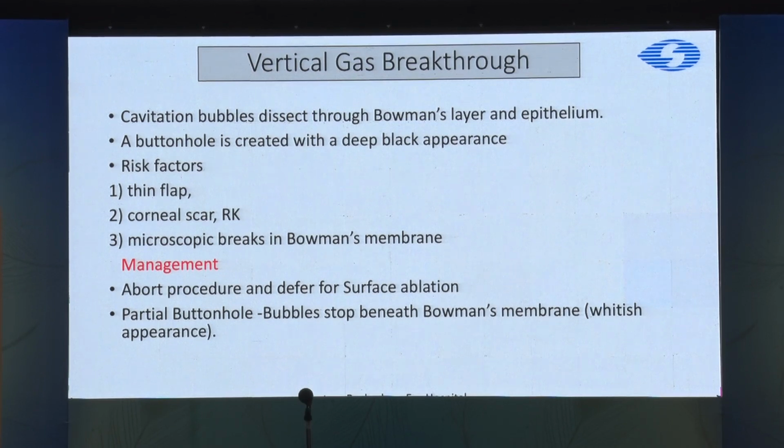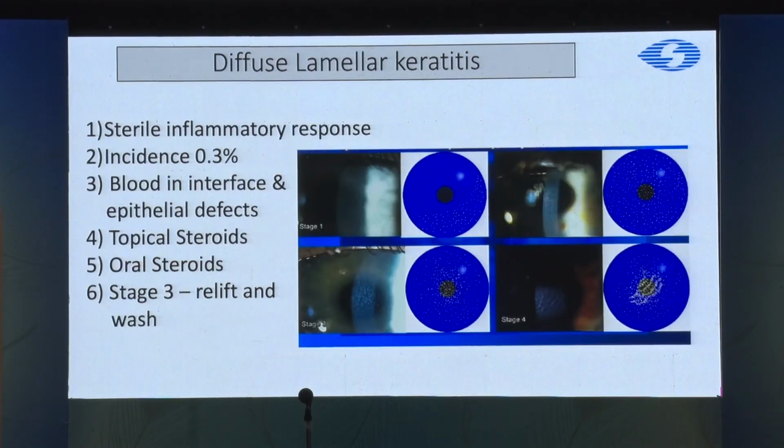A partial buttonhole will be seen when you don't get that dark area. The bubbles stop beneath the Bowman's membrane and it's a whitish appearance. In literature, it is said that you can continue safely in a partial buttonholing, partial vertical gas breakthrough. However, I don't personally have any experience with this.